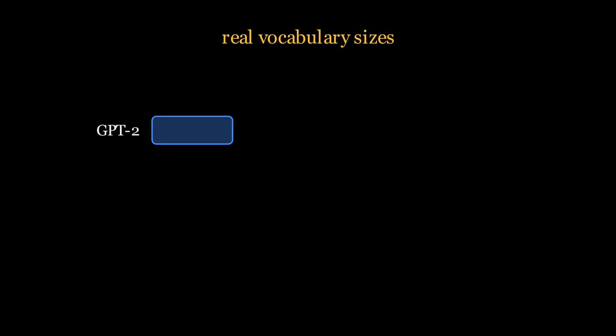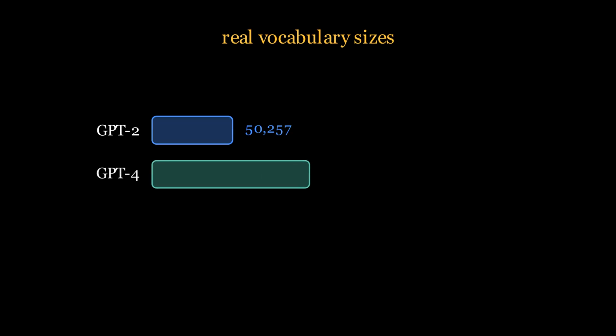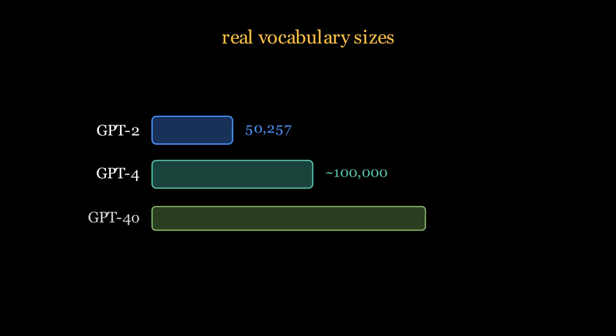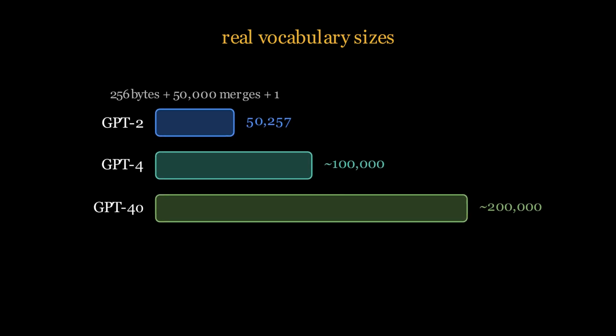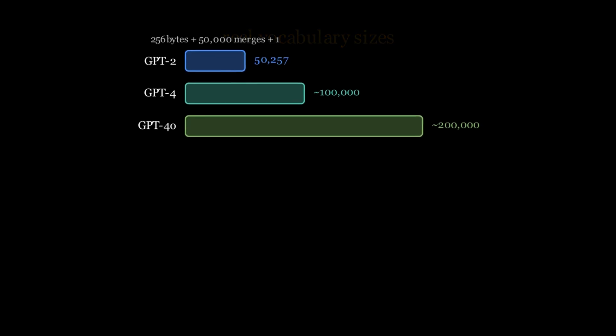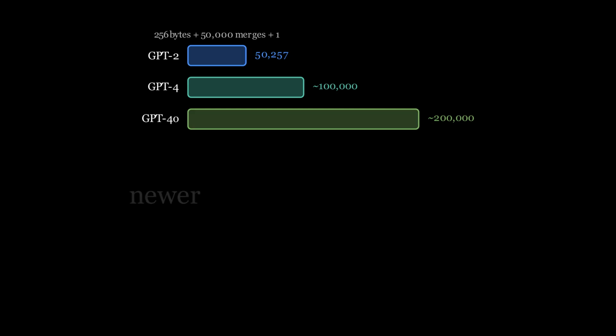Let's put real numbers on it. GPT-2's vocabulary is 50,257 tokens, that's 256 bytes, plus 50,000 merges, plus one special end-of-text token. GPT-4 roughly doubled it to 100,000, GPT-4o doubled again to 200,000. Bigger vocabulary means each token swallows more text, so a sentence becomes fewer tokens, cheaper and more fits in the context window, but the model's output layer gets wider.